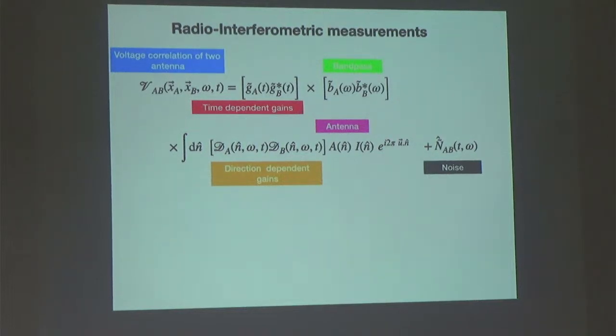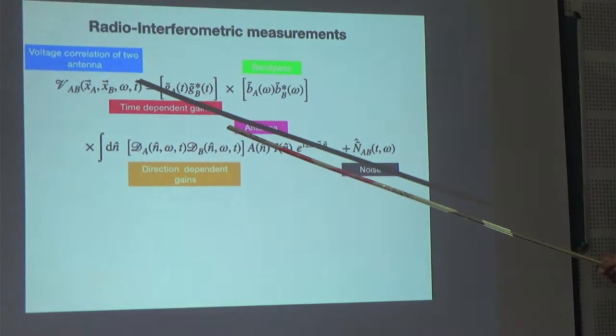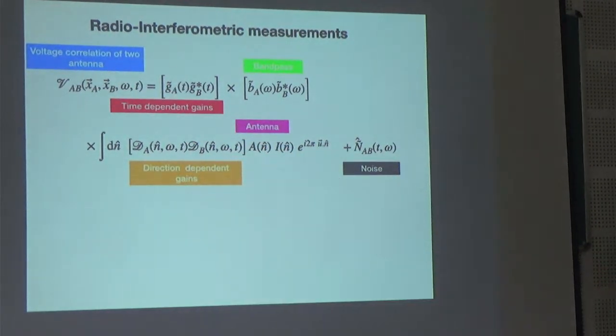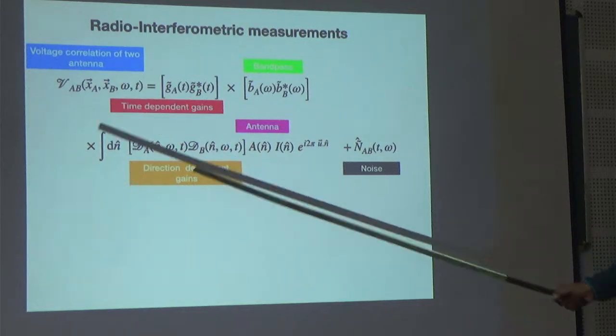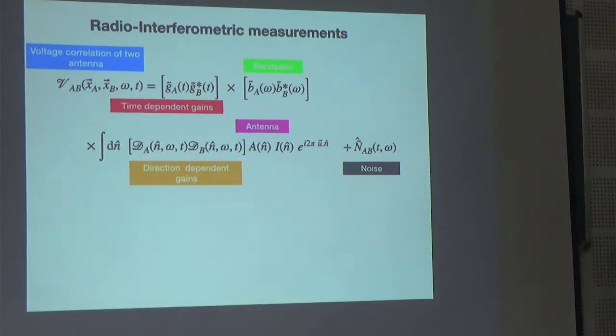Okay, so let us start. This is where we ended last time, right? The left hand side here was the correlation of the voltages recorded by two antenna pairs, or one antenna pair. That can be all the antenna pairs possible in an interferometer. For example, GMRT has 30 antennas, so we'll get 435 such pairs.